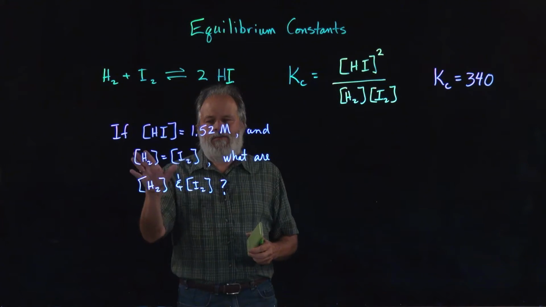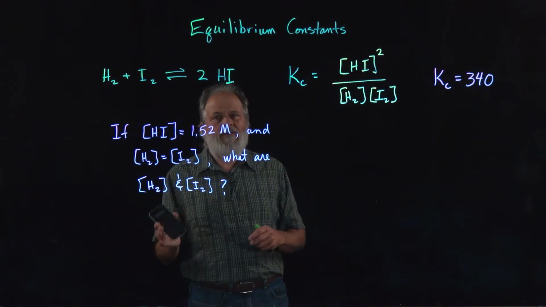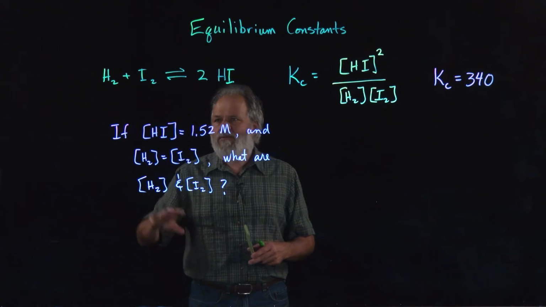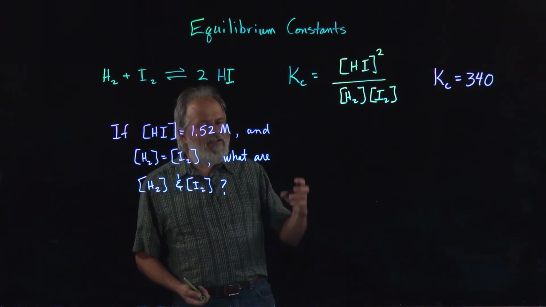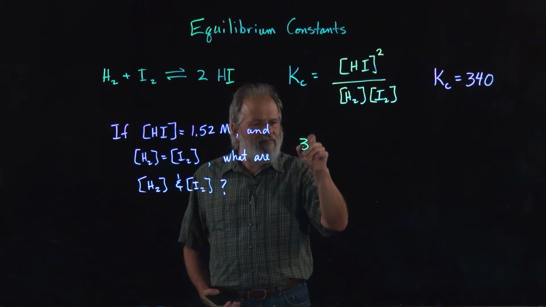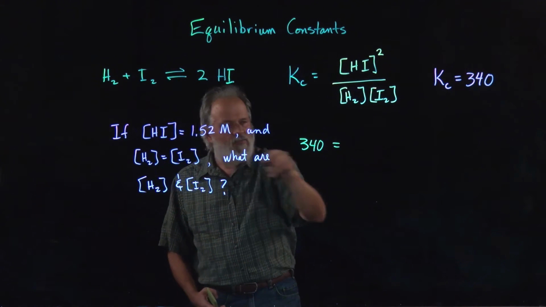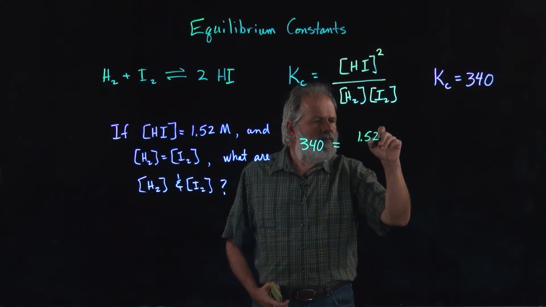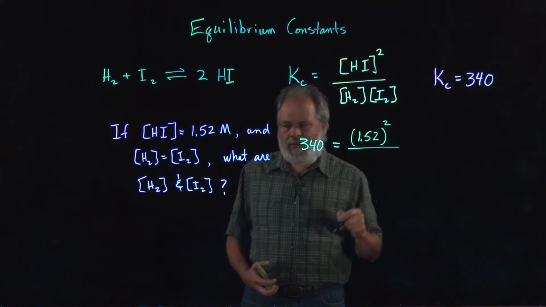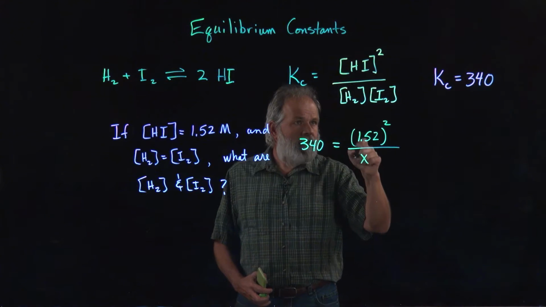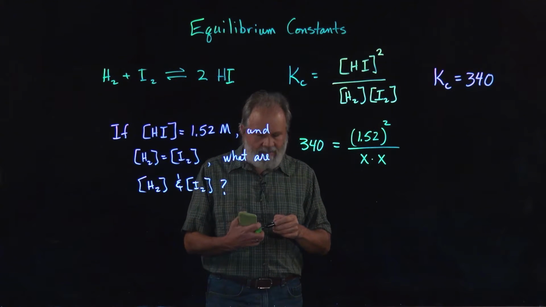So the question we're going to work is, if the hydrogen iodide is 1.52 molar, and we know that these two are equal to each other, we should be able to solve for the molarities of H2 and I2. So simple, you just substitute into an algebraic equation. So you put in the number for Kc, which is 340. You put in the number for HI, which is 1.52, squared. And then in the denominator is our unknown value. We'll call it x. We don't know this and we don't know that, but it's basically x times x.